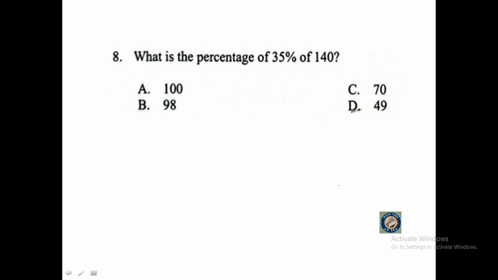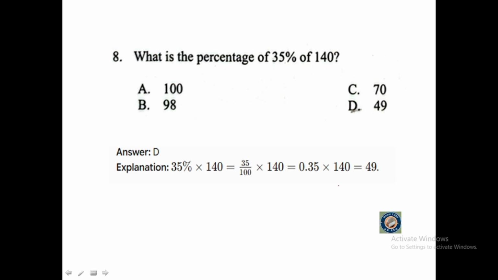35% of 140 will be 49, because 35% times 140 means 35 over 100 times 140. So when calculating this, you will get 0.35 times 140, which is equal to 49.